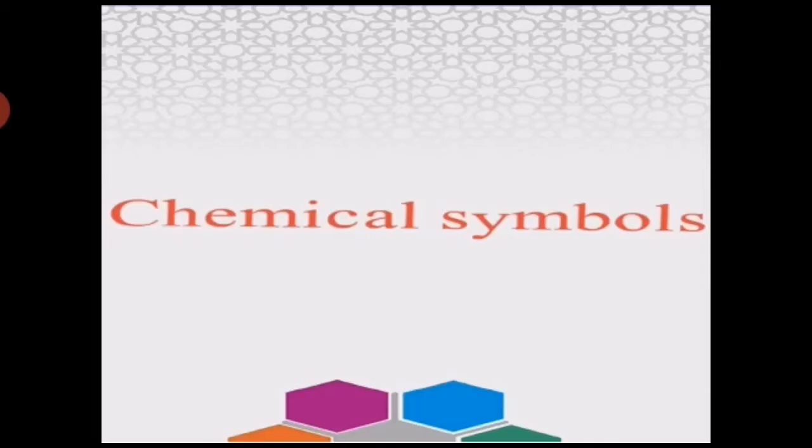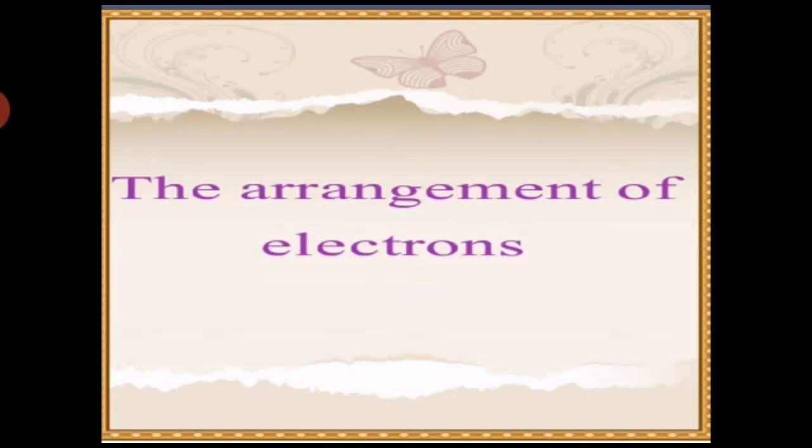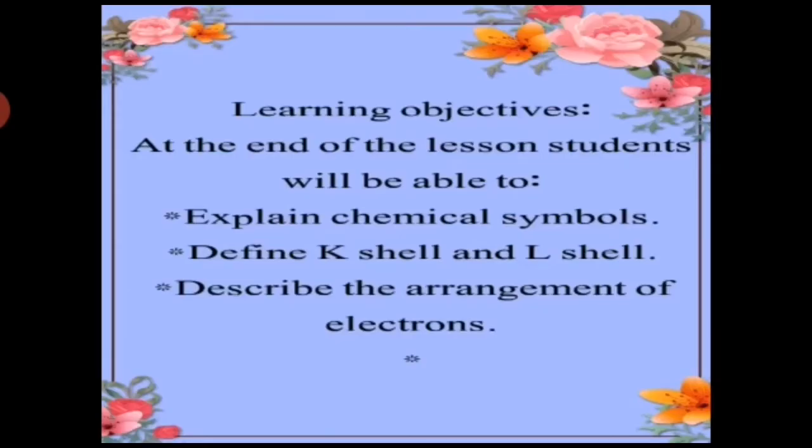We have already discussed the chemical symbols. Today's topic is the arrangement of electrons. Learning objectives. At the end of the lesson, students will be able to: number 1, explain the chemical symbols. Number 2, define K shell and L shell. Number 3, describe the arrangements of the electrons.